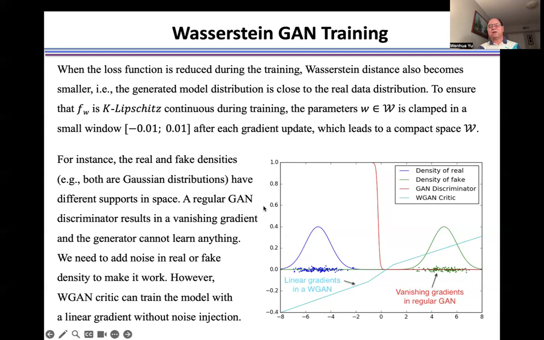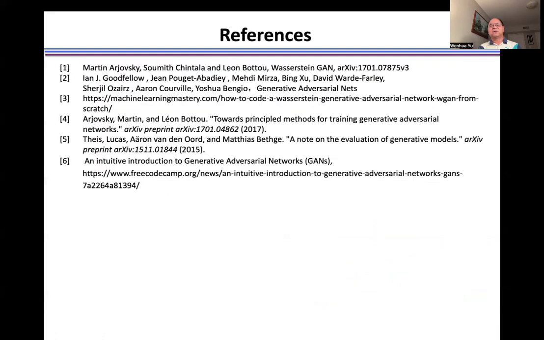A regular GAN discriminator results in vanishing gradient, and the generator cannot learn anything because of the vanishing gradient. We need to add noise in the real or fake density to make the GAN discriminator work. However, the WGAN critic can train the model with a linear gradient without noise injection. For more details, please check these references.